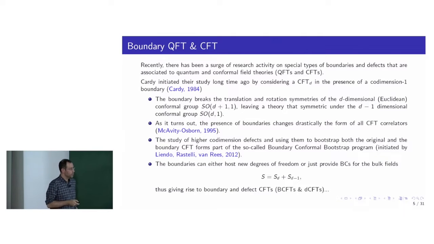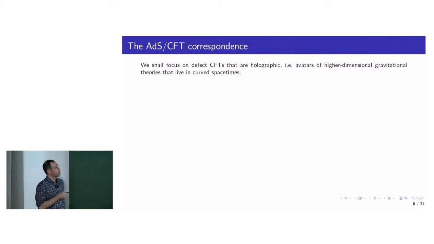Certain types of defects can really be roughly described by that type of action, which contains, of course, the d-dimensional action, and if it's a codimension-one defect, it also has degrees of freedom on the boundary, which interact with the bulk theory. And this is precisely the type of defects that we are going to see, but of course in a holographic setup. And I'm interested in defect CFTs that are holographic.